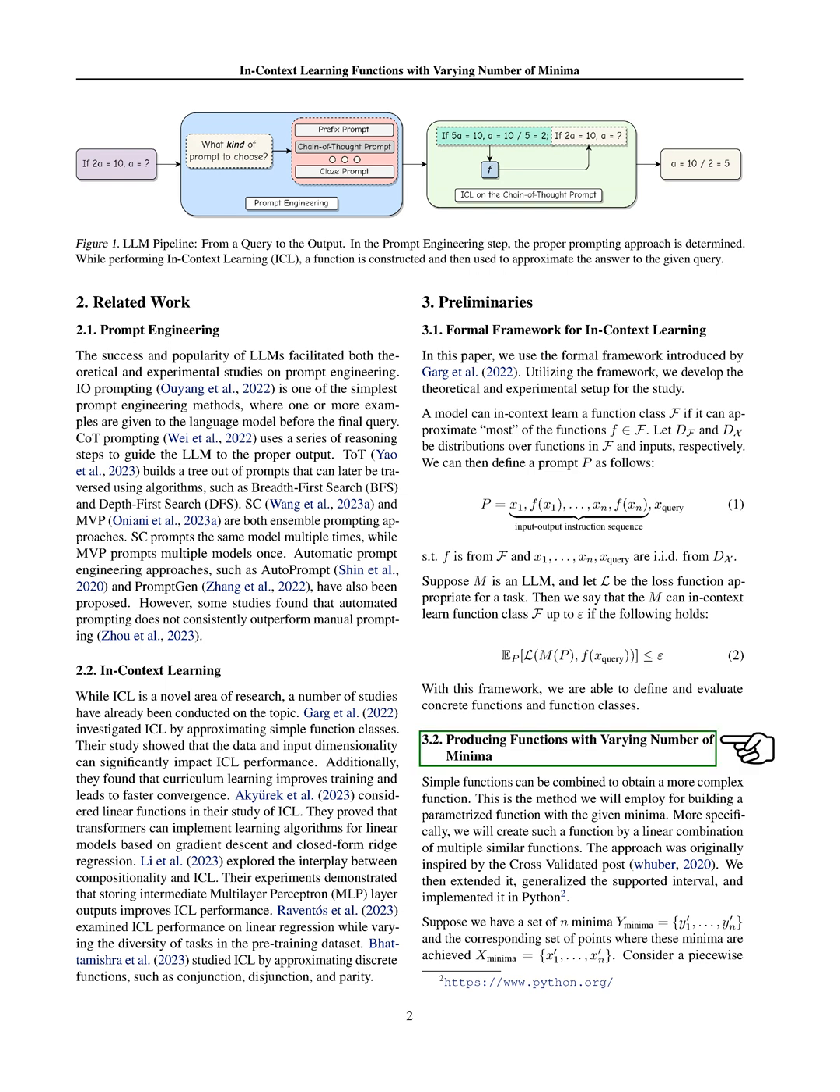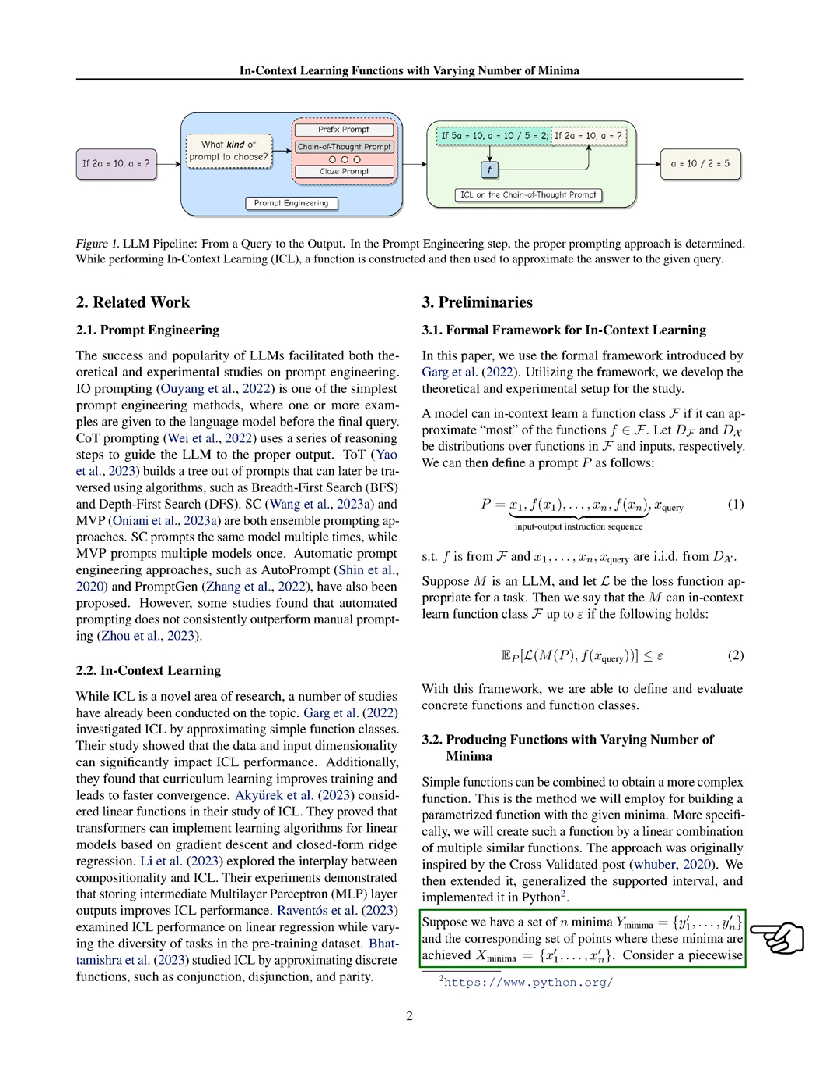Section: Producing functions with varying number of minima. We're going to explain how to create a function with a specific number of minimum points. This is done by combining simple functions to form a more complex one. This idea was first inspired by a post on Cross Validated, and we've expanded on it, made it more general, and implemented it in Python.